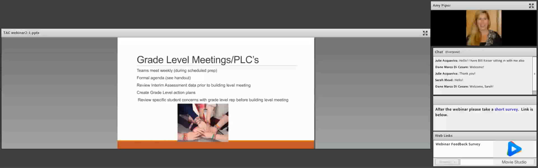And then we take that action plan and look at specific student concerns with a grade level representative before a building level meeting. So somebody from each grade level represents at the data meetings for the whole building, and we look at that data to make sure that we're on the same page.